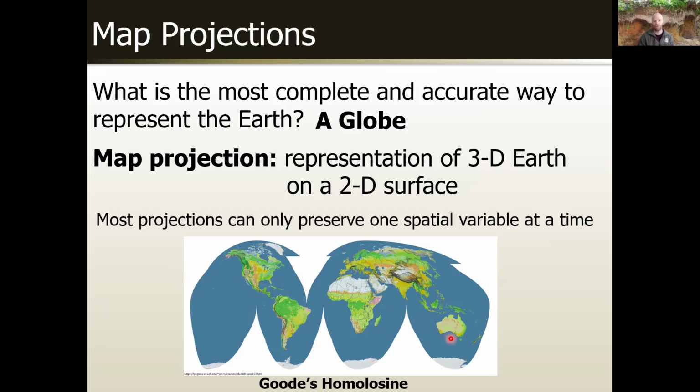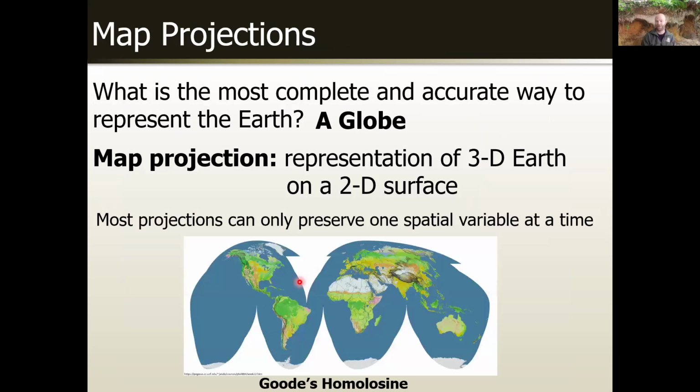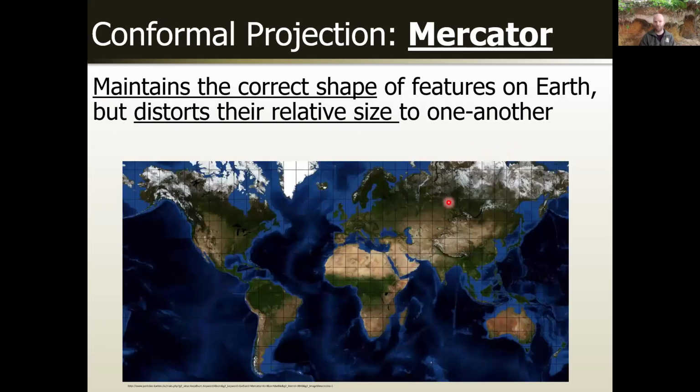We don't often use this projection, as it is a lot more common to see a map like Google Maps, for example, that looks more something like that. And so again, we're going to project or represent three-dimensional Earth onto a two-dimensional surface. And so in this case, one of the most common projections is called the Mercator projection.